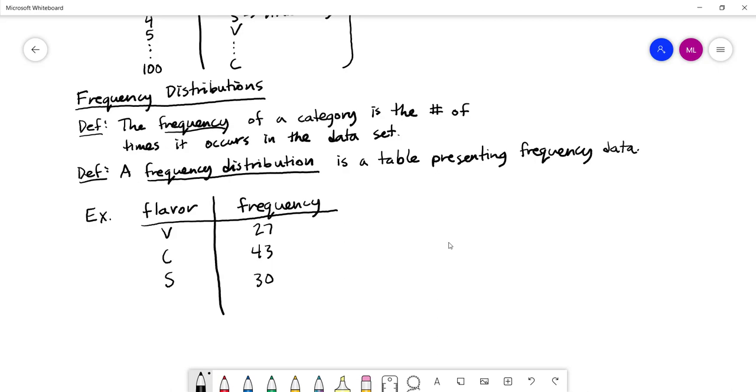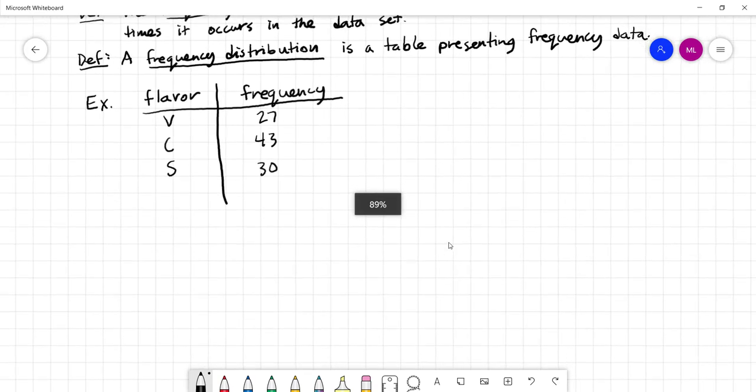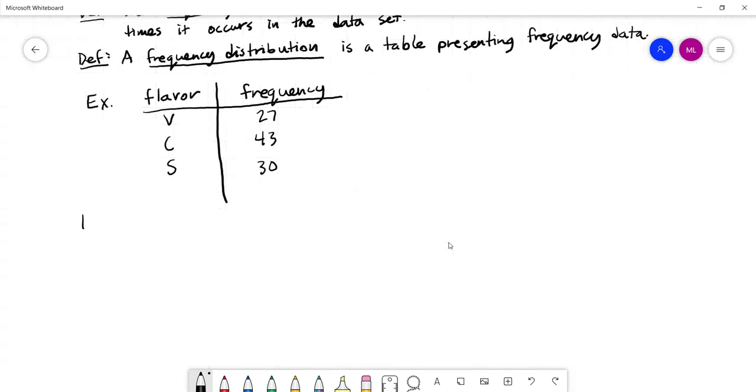Another thing that we might be interested in is what's called the relative frequency. The relative frequency, instead of just telling you that 43 people ordered chocolate, I want to tell you what percentage of people ordered chocolate, or what proportion of people ordered chocolate. So the relative frequency is given by the following.